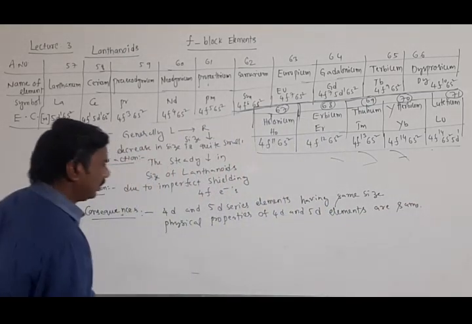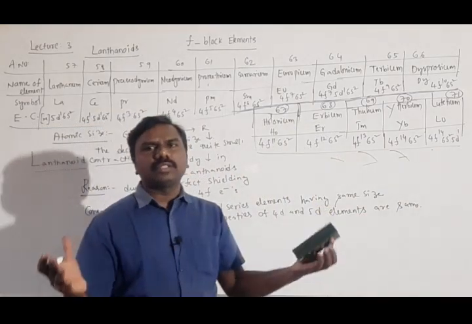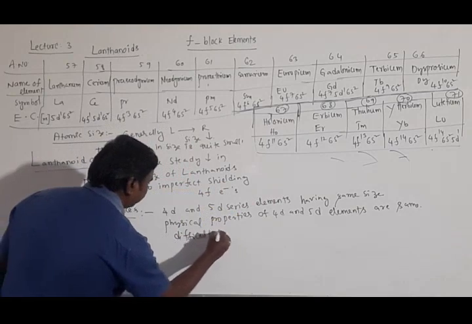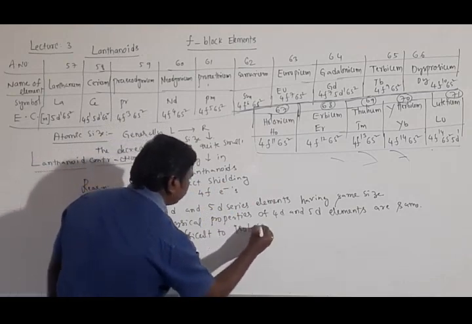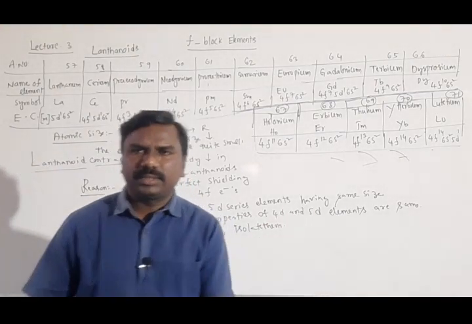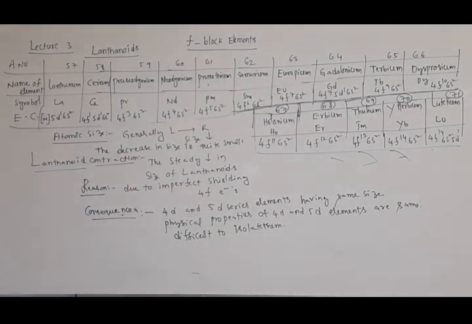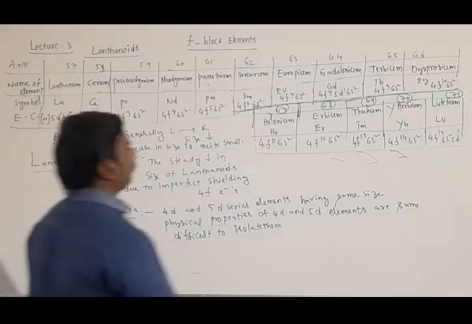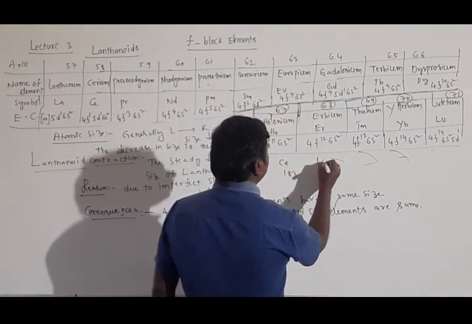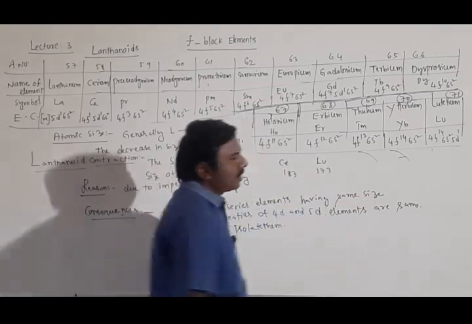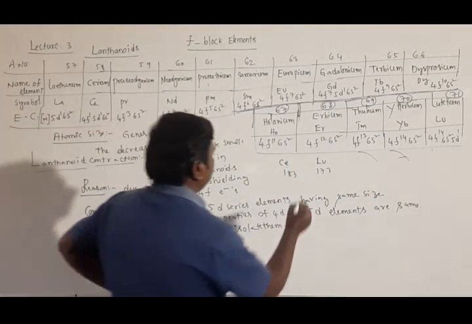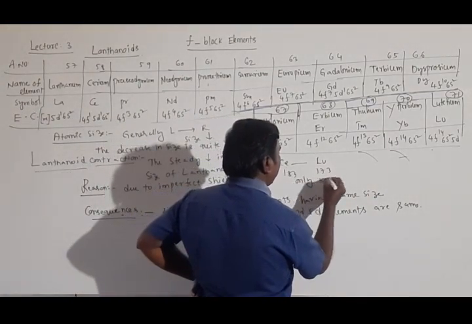Next, after that, it is very difficult to isolate them because all are in almost the same size. Those are in a very close sized manner. The decrease in atomic radii is 183 to 173, so this is cerium 183 to lutetium 173. It means only how much decreased here? Only 10 picometers.